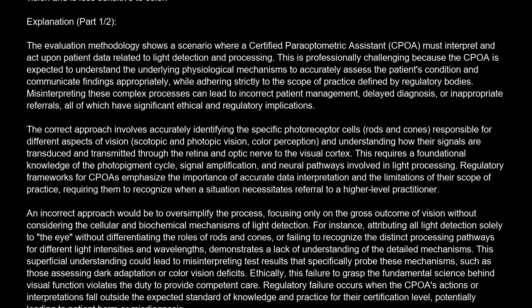Regulatory frameworks for CPOA emphasize the importance of accurate data interpretation and the limitations of their scope of practice, requiring them to recognize when a situation necessitates referral to a higher-level practitioner. An incorrect approach would be to oversimplify the process, focusing only on the gross outcome of vision, without considering the cellular and biochemical mechanisms of light detection.